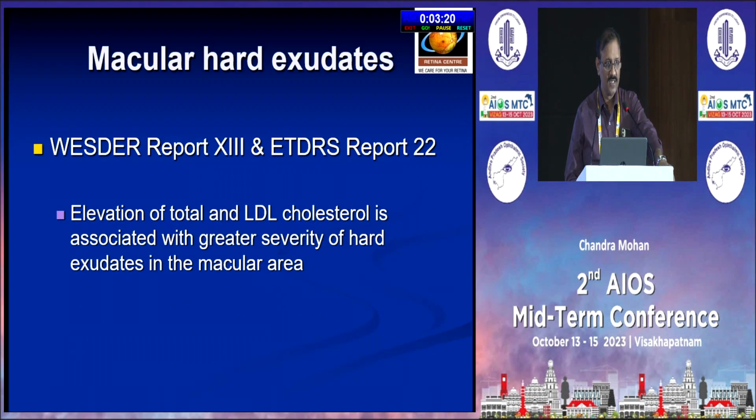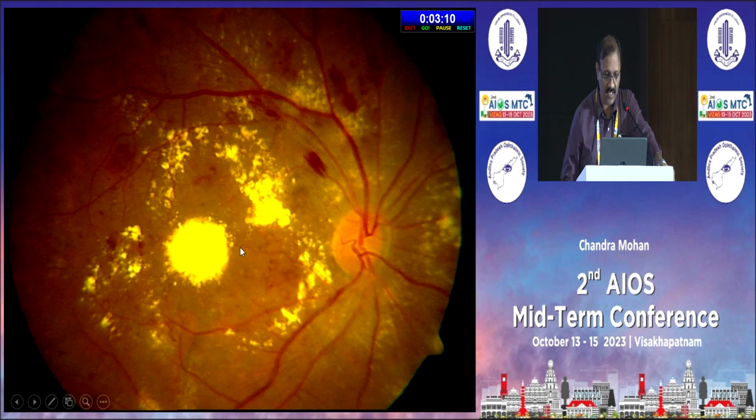The next maculopathy is macular hard exudate. Wisconsin report 8 and ETDRS report 22 have clearly shown that elevated total and LDL cholesterol is associated with greater severity of hard exudates in the macular area. This is one of the cases of subfoveal hard exudates with diffuse macular edema.